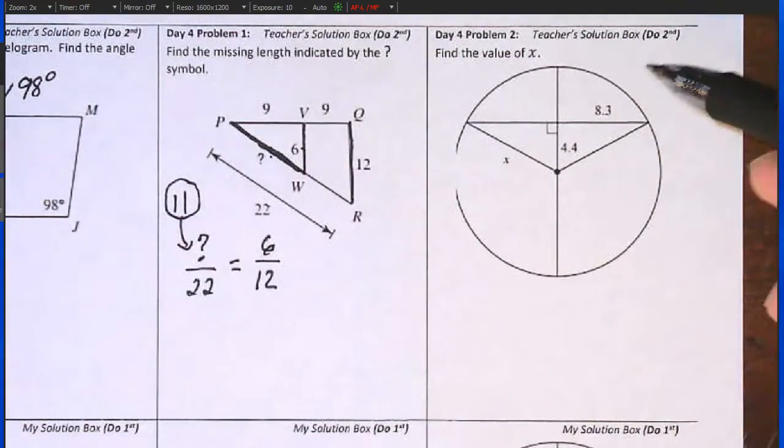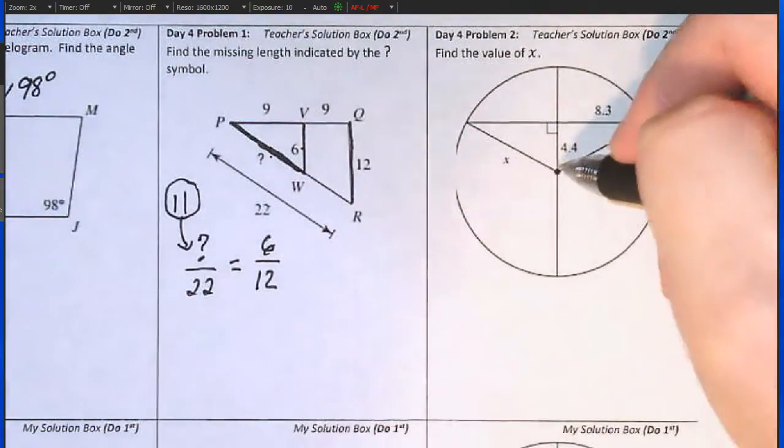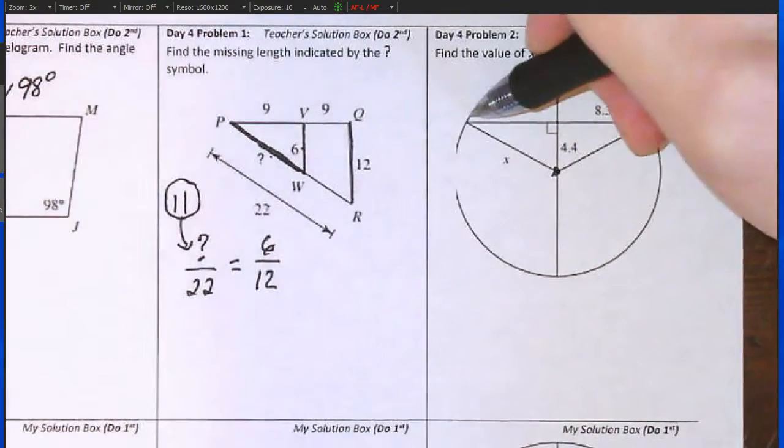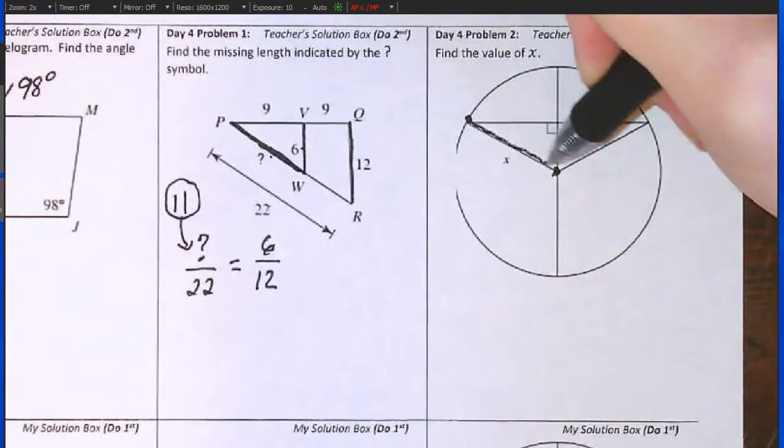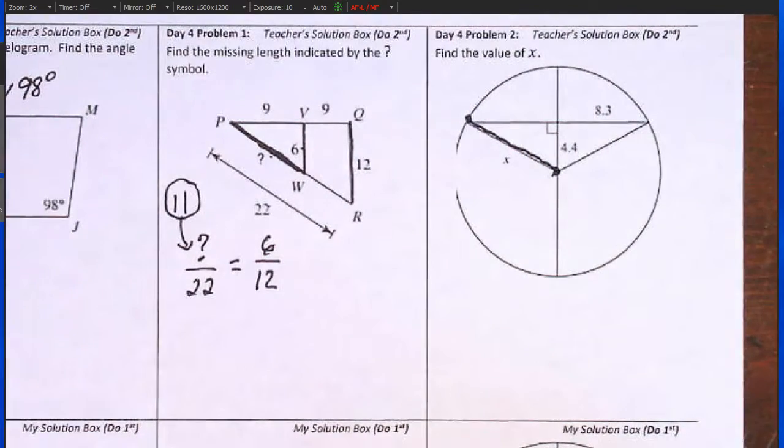Day 4, problem 2. Find the value of x. X is the segment that goes from the center out to the edge of the circle. That is called a radius. This question is asking us to find how long that radius is.